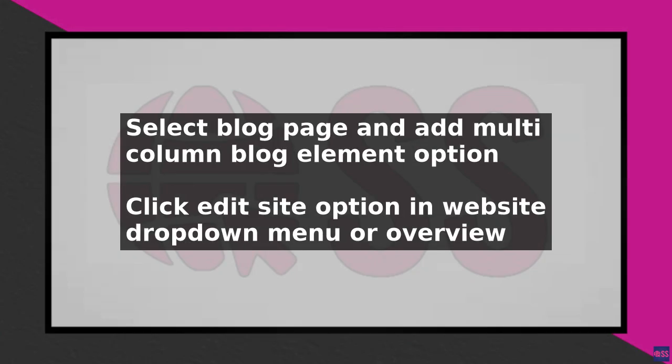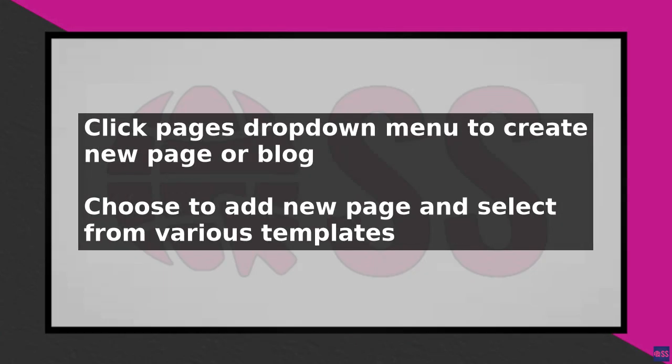Begin by selecting the blog page, where you can add a multi-column blog element. To do this, click on the Edit Site option, which can be found in the website drop-down menu or on the overview page. This will open up the editor, where you can create a new page or blog page by clicking on the Pages drop-down menu.